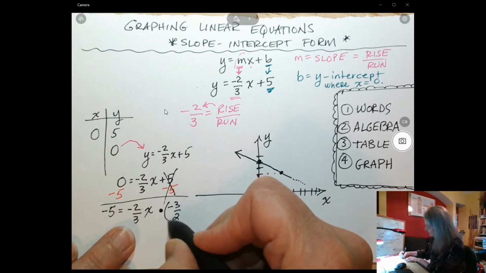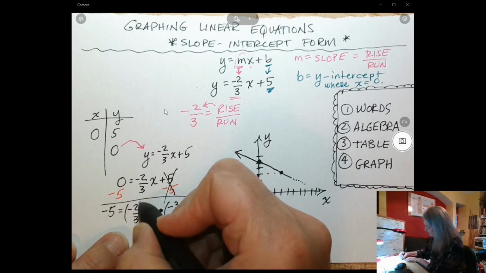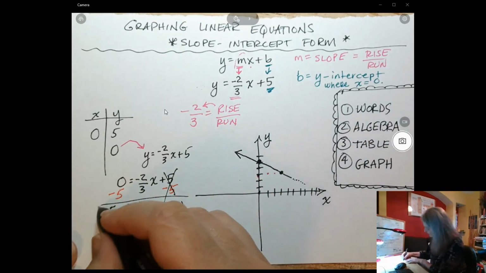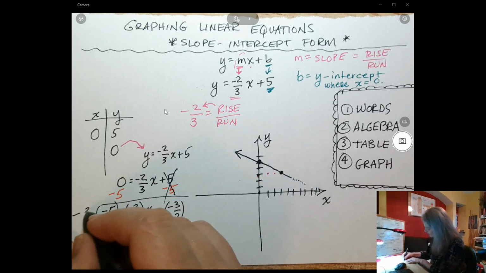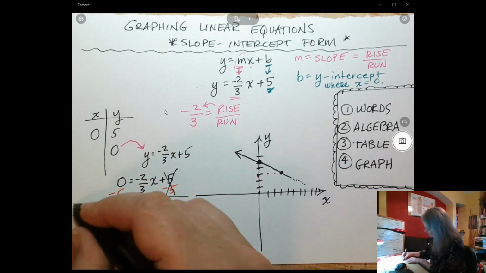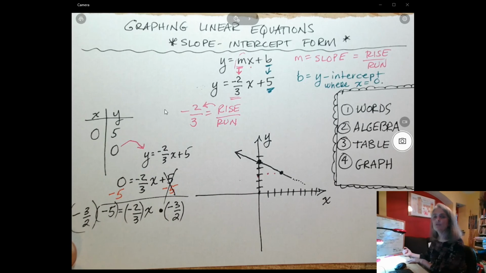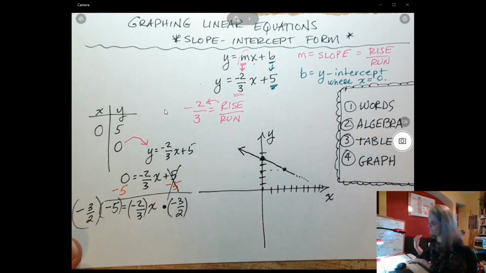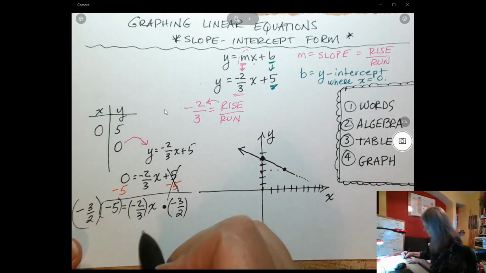I like to use parentheses to keep my fractions clear. What I do on one side, I have to do on the other. So I'm going to multiply that by negative 3/2 as well. And now I have to multiply out. Algebra 2 is a little bit tougher. We got several steps to get us through.